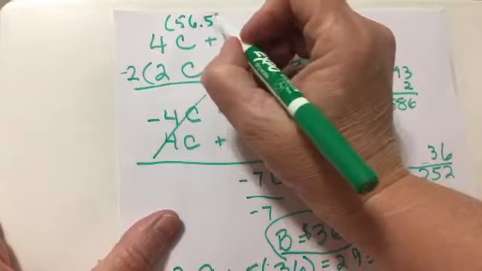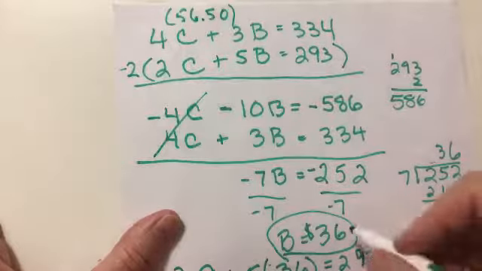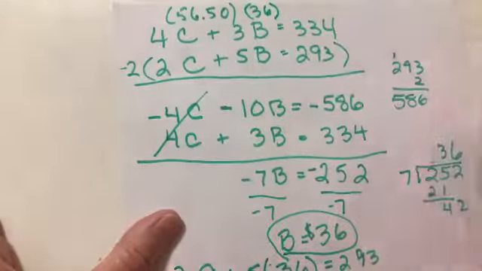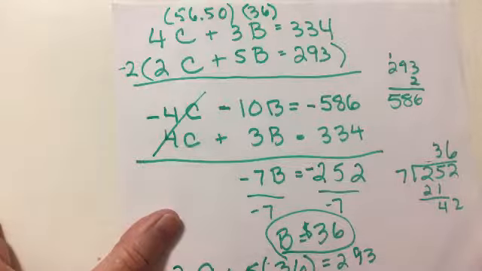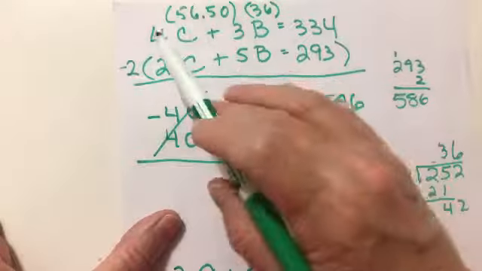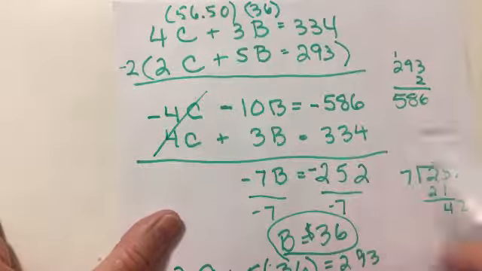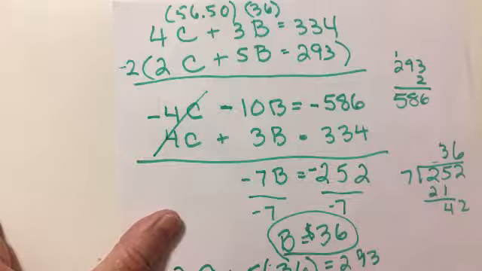56.50, and for the B I'm going to plug in the 36, and I'm going to multiply it out to verify that 4 times this amount plus 3 times this amount is indeed 334, and it works. So I'll leave that for you to do. And that is the end of problem number 3.